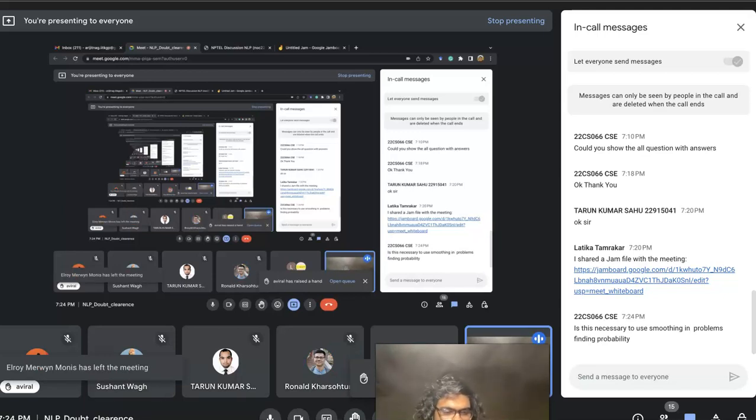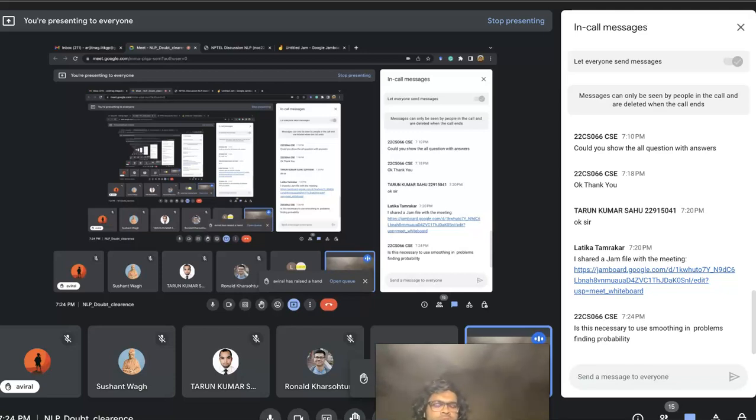Yeah, so what you are asking is whether it is necessary to use smoothing in problems finding probability? No. If they want it, they will explicitly mention in the question to use Laplace smoothing or to go without Laplace smoothing. If they mention it, then you need to do it. If they do not mention anything, then you can do one thing: before solving, just write an assumption.